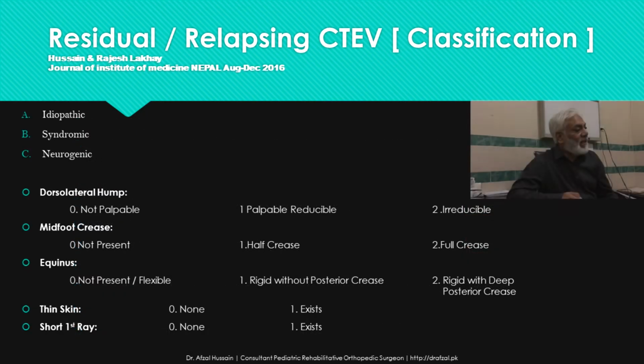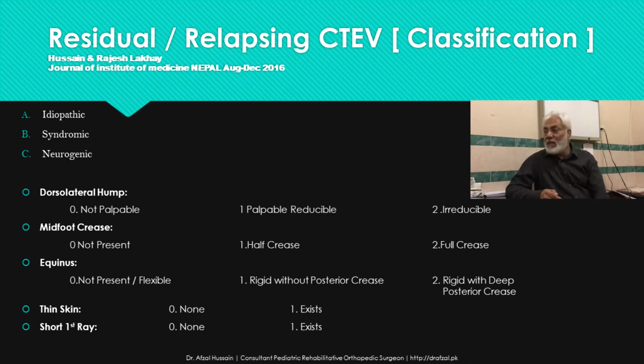Patani. So this is the classification presented by me, and published in the Journal of Institute of Medicine in Nepal in August to December 2016. It says, first classify into idiopathic, syndromic and neurogenic, then individualize the different deformities and classify them. Dorsolateral hump: 0, not palpable; 1, palpable but reducible; and 2, irreducible. Then midfoot crease: not present, half crease and full crease, according to the severity of the deformity. Then equinus: flexible or not present, rigid without posterior crease, and rigid with posterior crease.